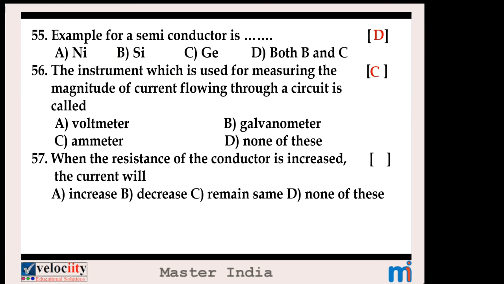57. When the resistance of the conductor is increased, the current will dash. A. Increase. B. Decrease. C. Remain same. D. None of these. Answer is B. Decreases.